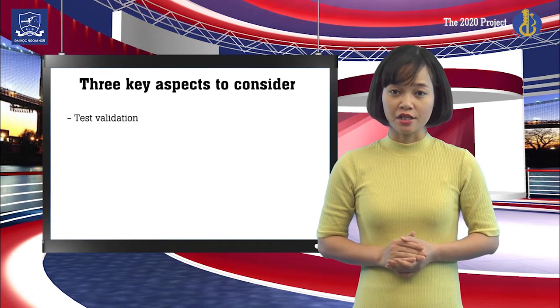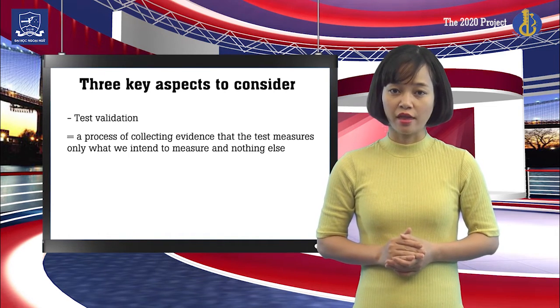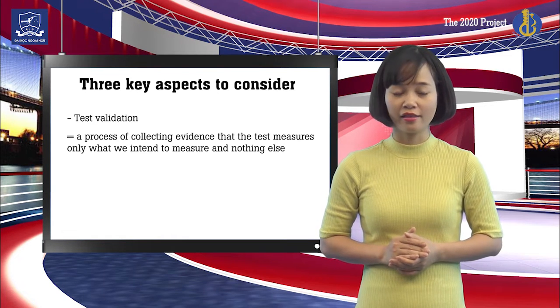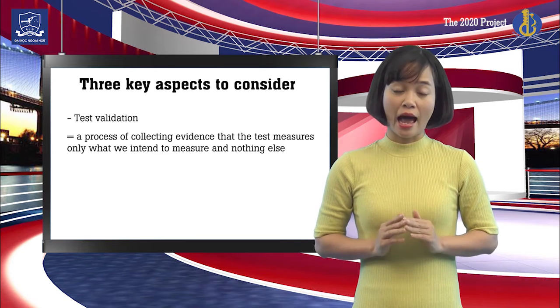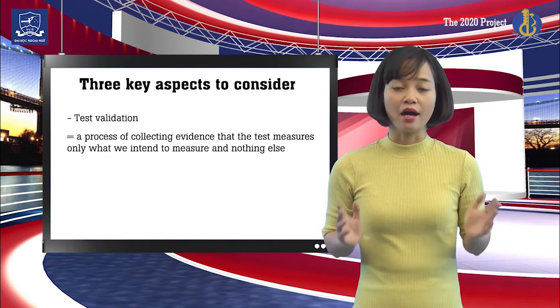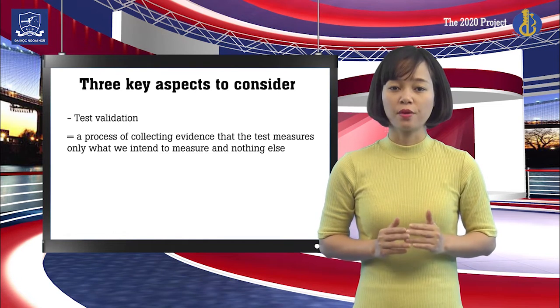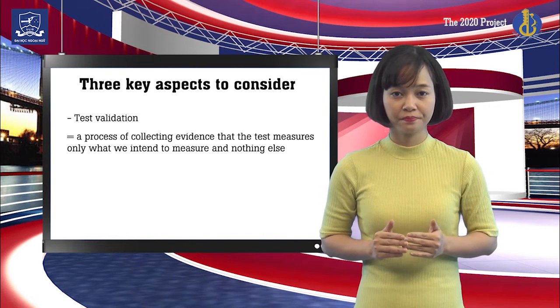Test validation requires that we can produce evidence to show that our test measures what we claim it measures and nothing else. In the case of a bank cashier, we need to be able to show that our test does actually measure a cashier's ability to perform adequately in that designed target situation.